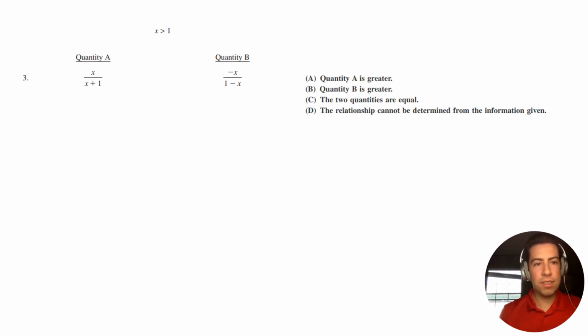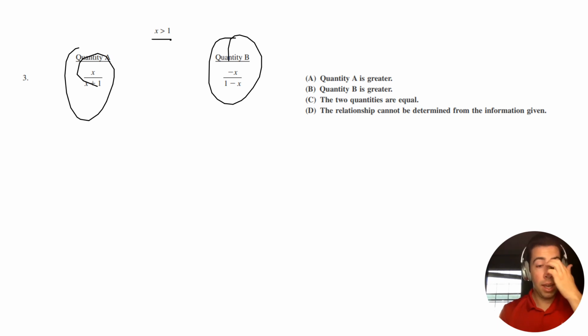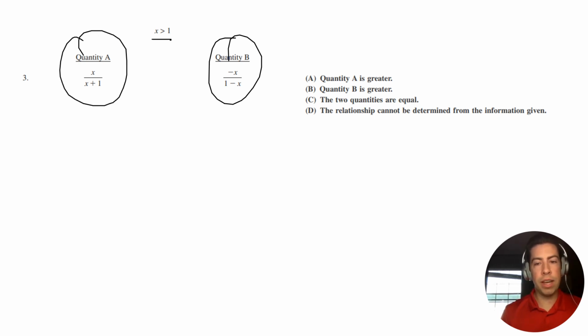All right, guys, so we have just kind of a pure math one right here. We're given x must be greater than 1, and we have quantity A and quantity B, and we have to figure out which of these quantities is greater. The thing here is that we don't know what the value of x is. So if we're going to say quantity A or quantity B is greater, it has to be greater for every single case in which x is greater than 1. So keep that in mind. Okay, so here we go.